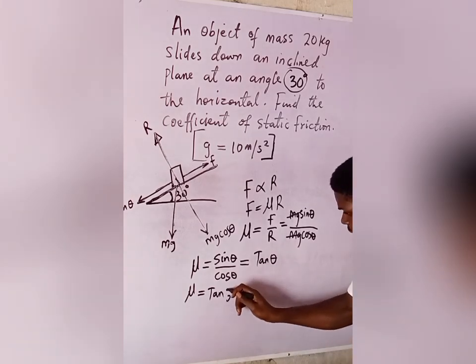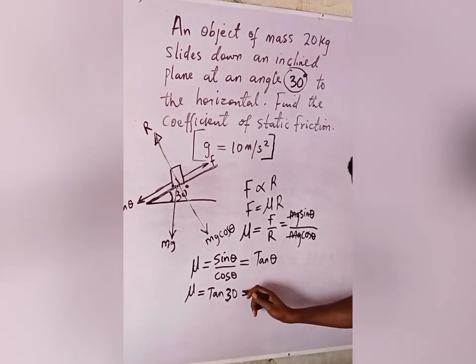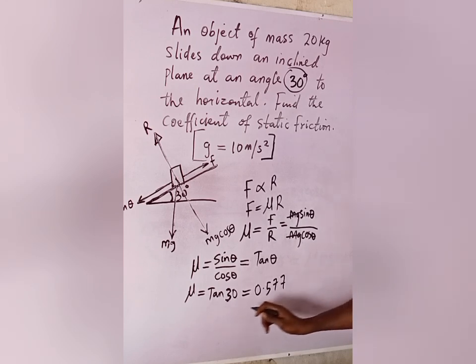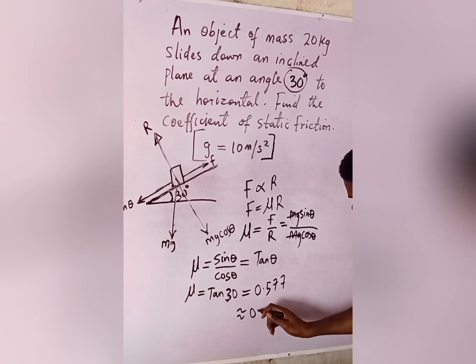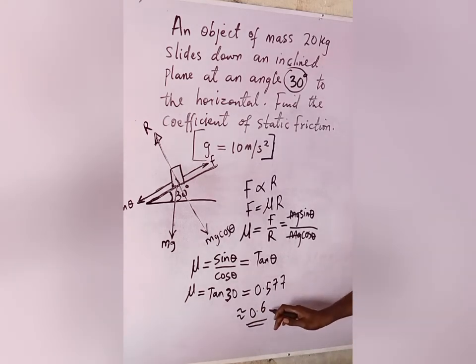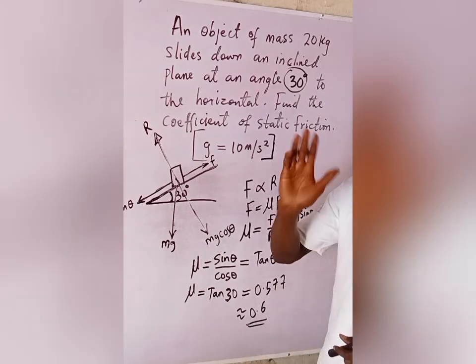So tan 30 is equal to 0.577, which is approximately equal to 0.6. All right, that is when you round up to one decimal place, you have 0.6. So this does not have a unit. It's one of the dimensionless quantities we have in physics. The coefficient of static friction does not have a unit. So this is the final answer. I believe that this one helps. Thank you very much, and bye-bye.